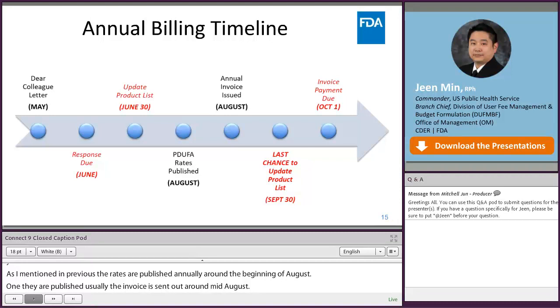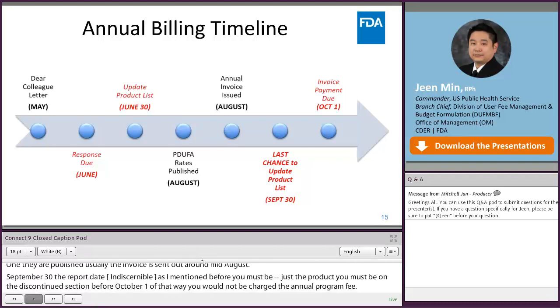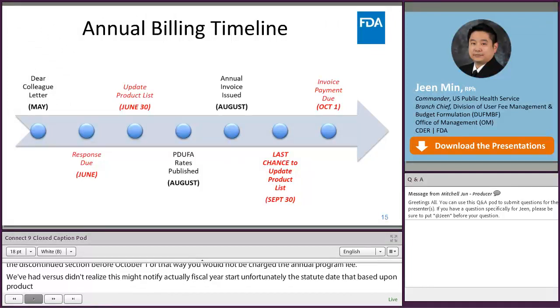We've had firms who didn't realize this and might have notified after the fiscal year starts. Unfortunately, the statute states that it is based upon the product list as of October 1st. So if you notify afterwards and you're not off the list, unfortunately, a firm will owe the fee then. And lastly, the payment is due on October 1st.